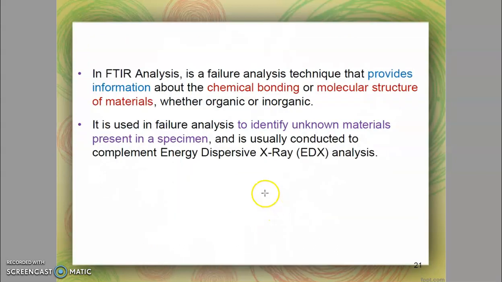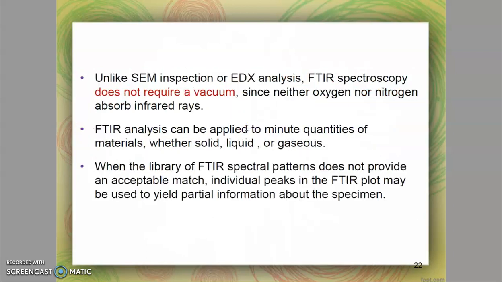FTIR is a failure analysis technique that provides information about the chemical bonding or molecular structure of material, whether organic or inorganic. It is used in failure analysis to identify unknown material present in a specimen and is usually conducted to complement energy dispersive X-ray, EDS, analysis. Unlike SEM inspection or EDS analysis, FTIR spectroscopy does not require a vacuum condition since neither oxygen nor nitrogen absorbs infrared rays. FTIR analysis can be applied to minute quantities of material, whether solid, liquid, or gases.